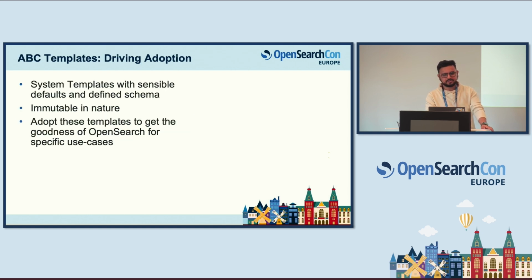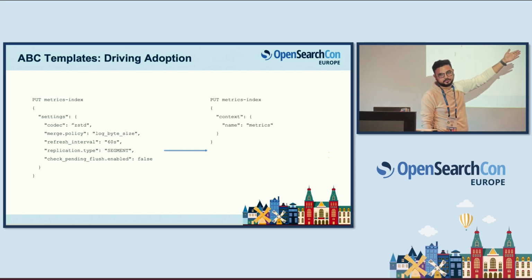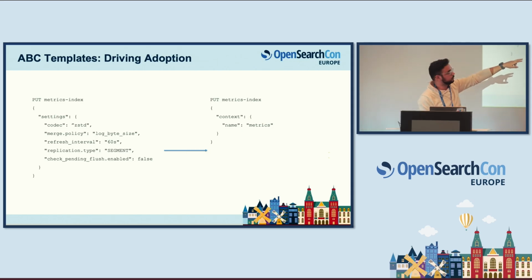So in order to help with adoption, we have also introduced something called index templates. For example, let's say you had to configure a metrics index, you would have to say this is the codec, this is a merge policy, this is a refresh interval, this is a replication type, and some other optimizations, right? With the templates, all you have to do now is provide the context of the use case for which you are building the index. Behind the scenes, based on the context you choose, it will apply all of these settings for you so that you can get the best performance out of the box.